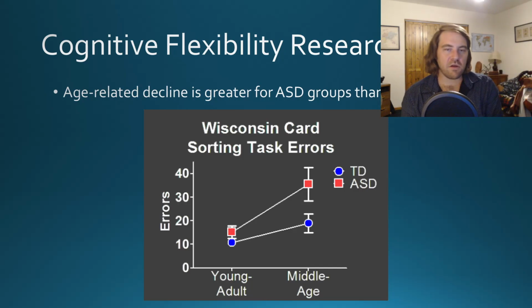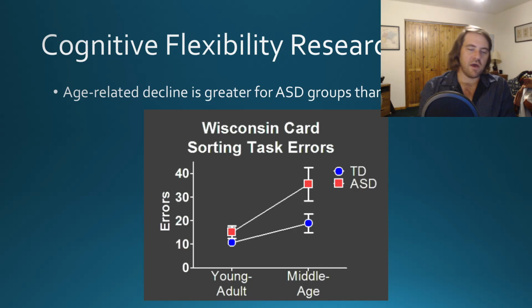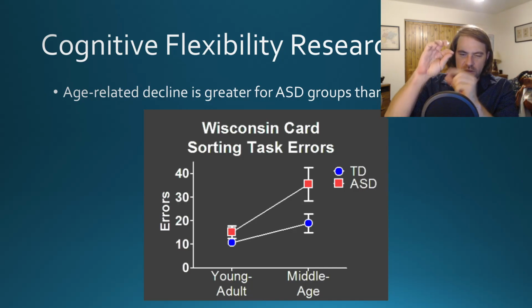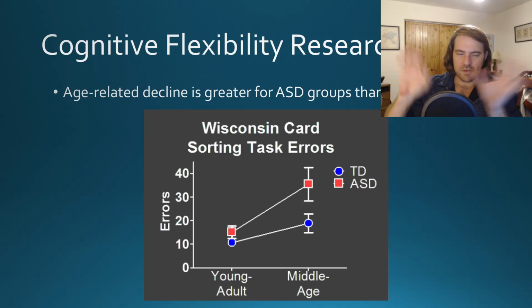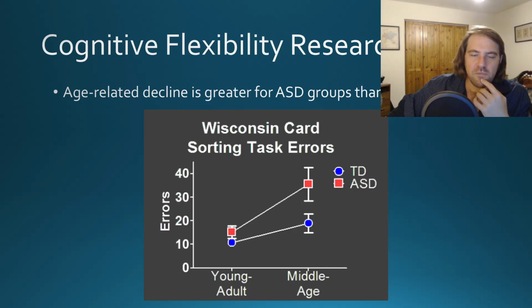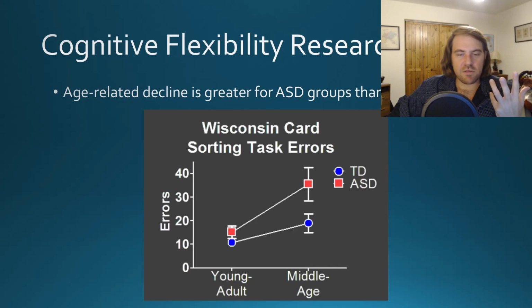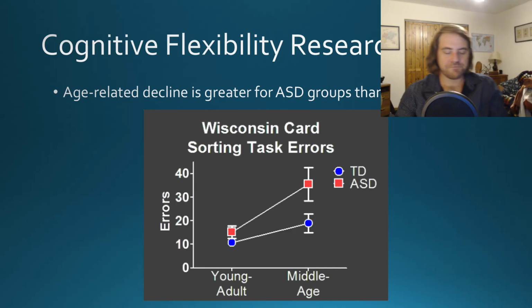Here's the Wisconsin card sort task. We basically see the same thing. Young adult, there's really no difference. Those boxes and circles are a little bit different, but there's no significant difference there. But once we move to middle age, you can see that ASD is separated from neurotypicals by a significant amount. And now they're making significantly greater errors.